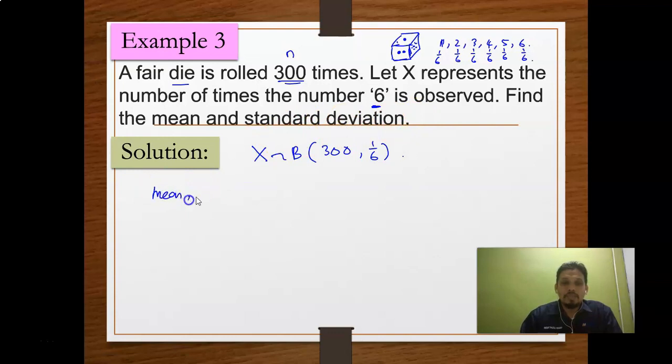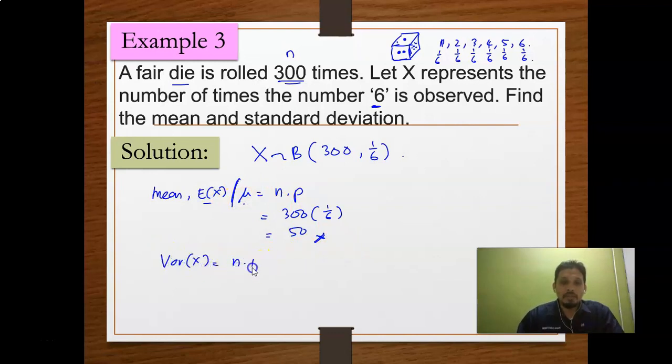So the mean, or E(X), or we might write it with the symbol mu, is equal to n multiplied with p, which is 300 multiplied with 1 over 6, equal to 50. Then variance is equal to n multiplied with p and q. So 300 multiplied with p, 1 over 6, and q equal to 1 minus 1 over 6 equal to 5 over 6. So multiply with 5 over 6, it is 41.67.